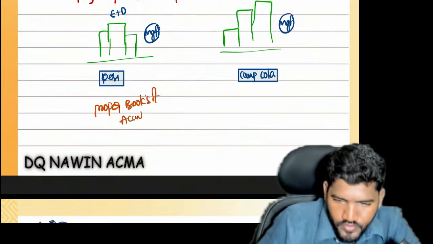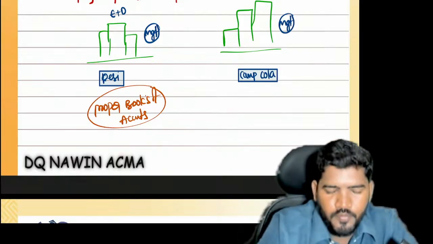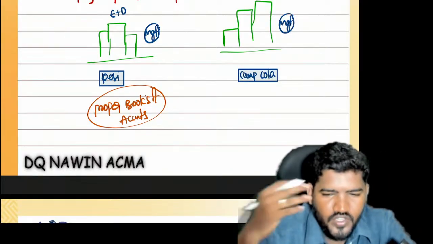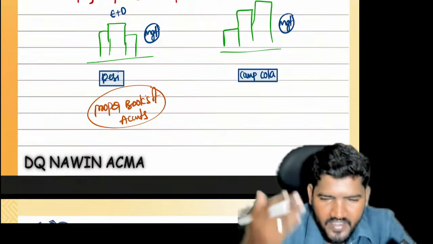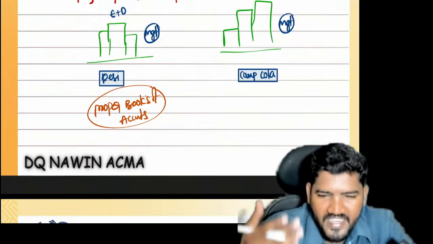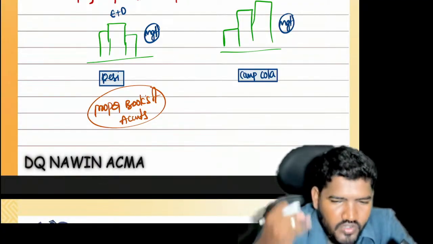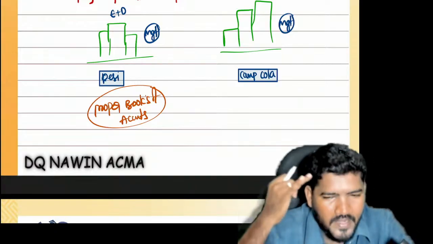Without proper books of accounts, they can't estimate the future cash inflows. They can't calculate the cost of equity, and with that, they can't calculate the earnings. Because of that, we can't use the discounted cash flow method, and we can't use the earning capitalization method.